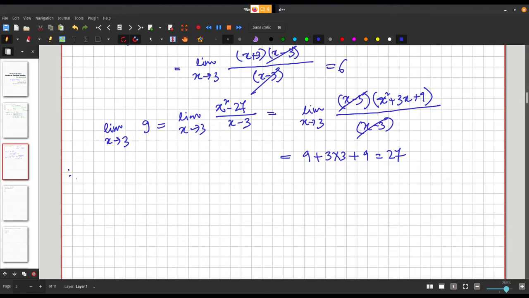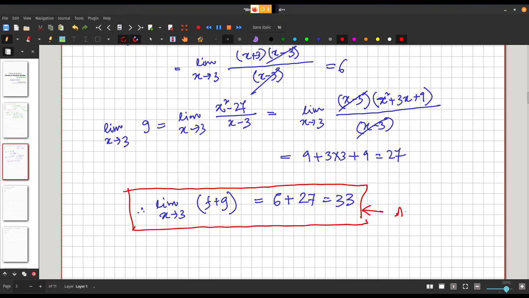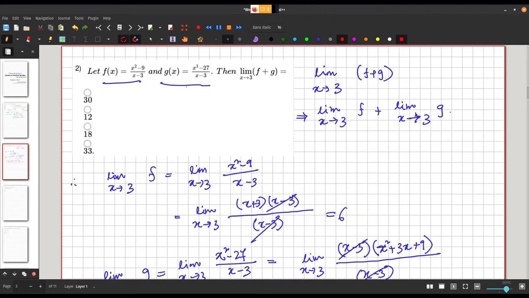So here the limit of the summation of these functions will be 33. Okay, so the last option is the correct one.